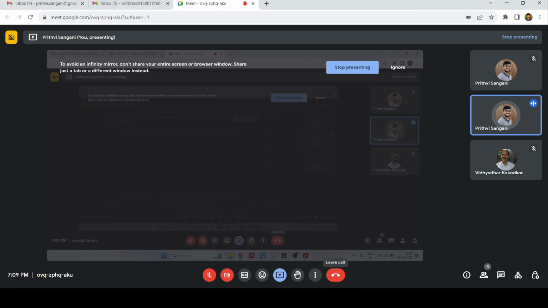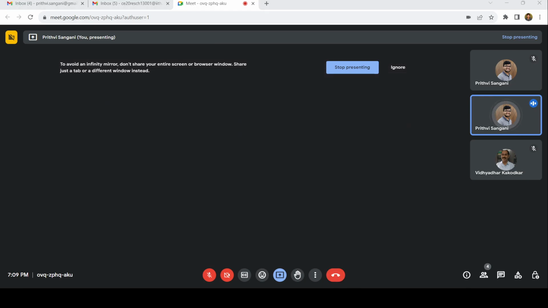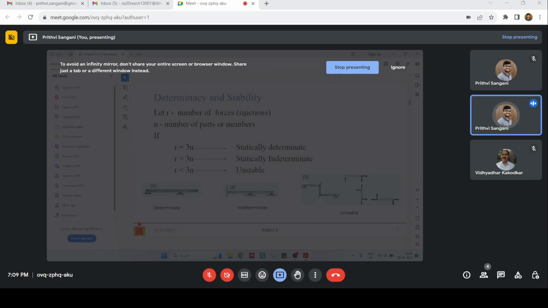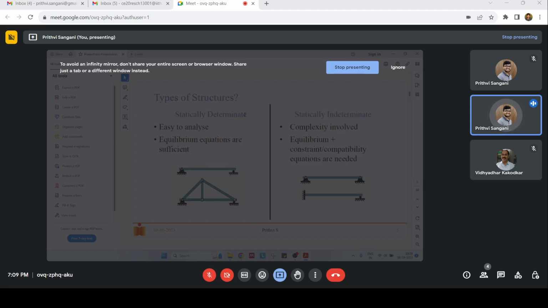Before we start working some problems, we'll go through some of the concepts behind solving statically indeterminate structures. We have two different types of structures: statically determinate and statically indeterminate. Statically determinate structures are easy to analyze, because we only require equilibrium equations to solve for the support reactions, and that is enough to find the member forces.